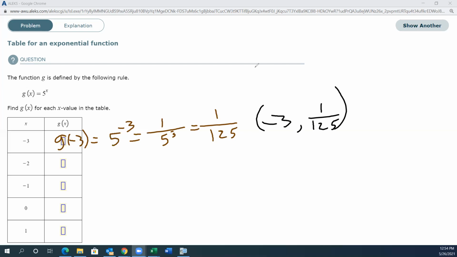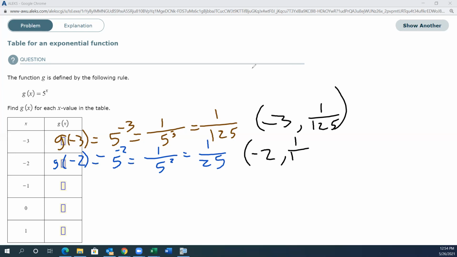Okay. And I'll do one more. How about g of -2? That is going to be 5 to the -2, which is 1 over 5 squared, which is 1/25. So that means that the point -2, comma 1/25 is going to be on the graph.